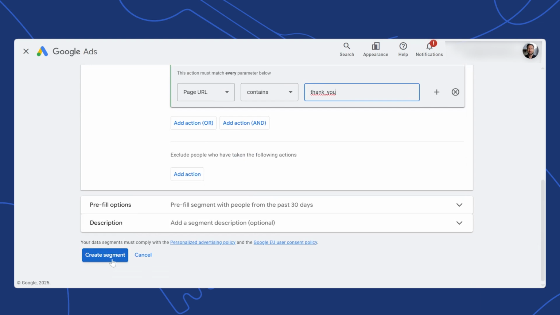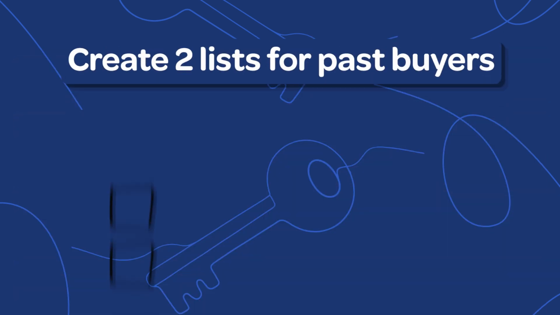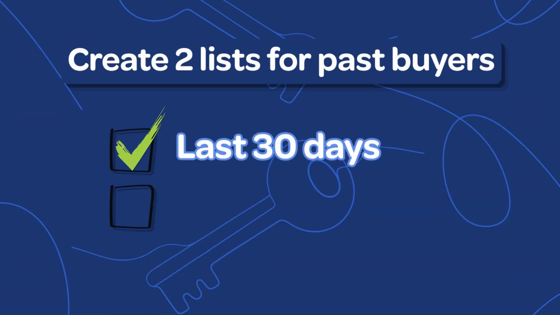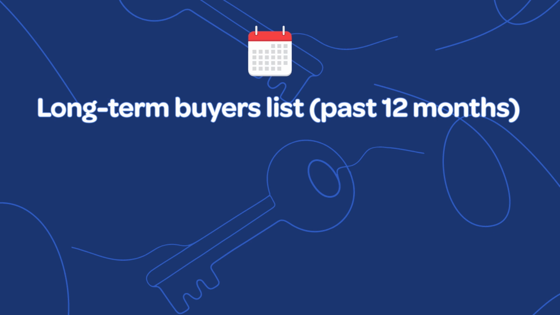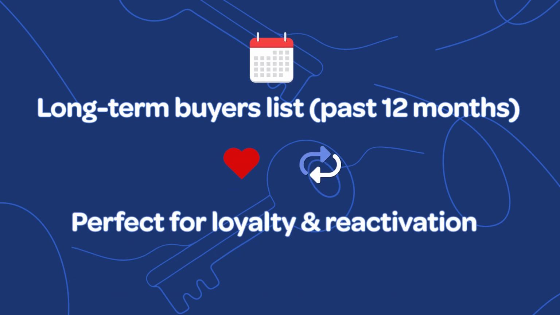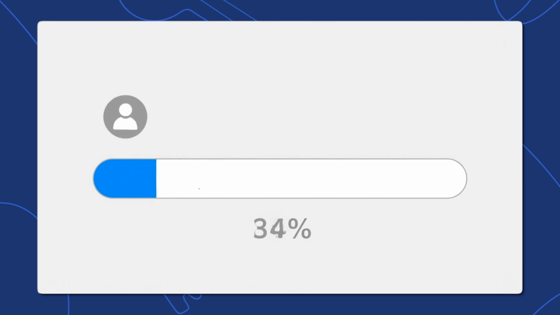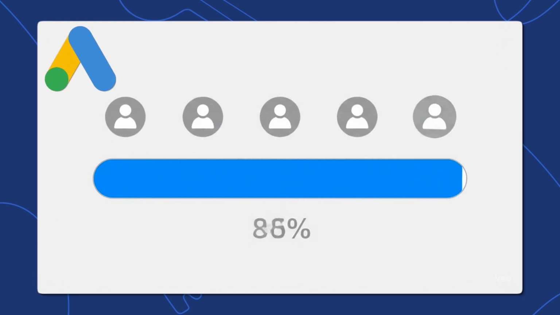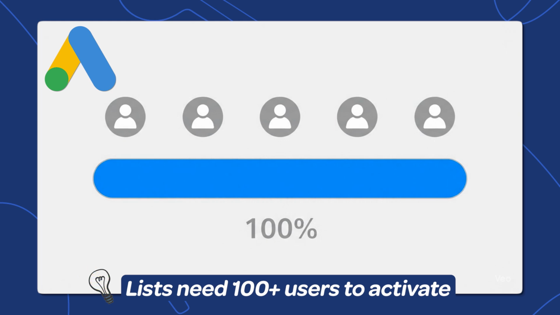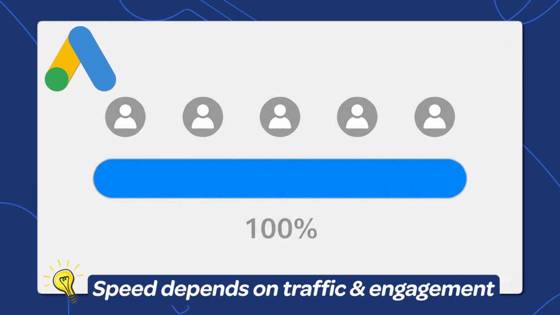Create Segment. Okay, now repeat the same process to create another segment for past buyers, but this time change the time frame to 365 days. That way, you'll also have a long-term list of all buyers from the past year. This is great for loyalty campaigns or reactivation strategies. Once your remarketing lists are created, you'll need to wait for Google Ads to build them. Each list needs at least 100 users before you can start targeting them. How long this takes depends on your website traffic and how often shoppers interact with your site.